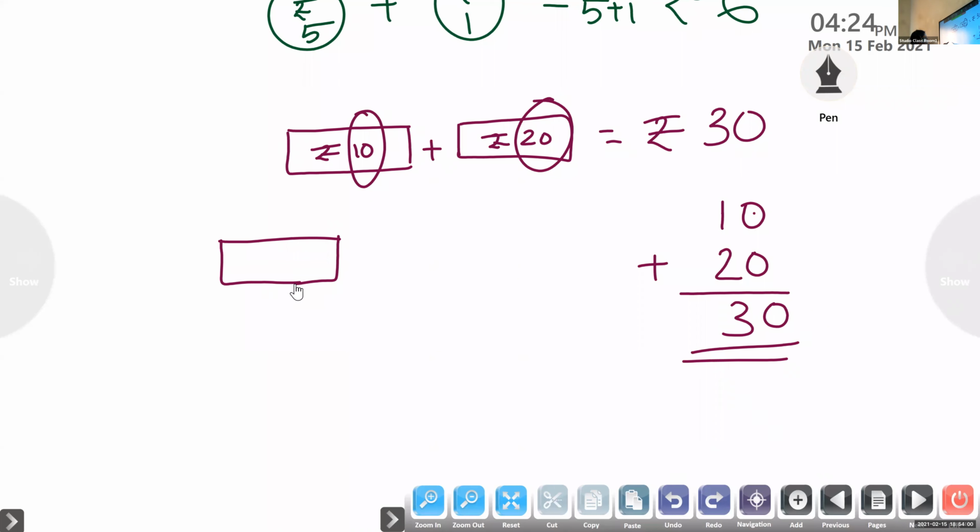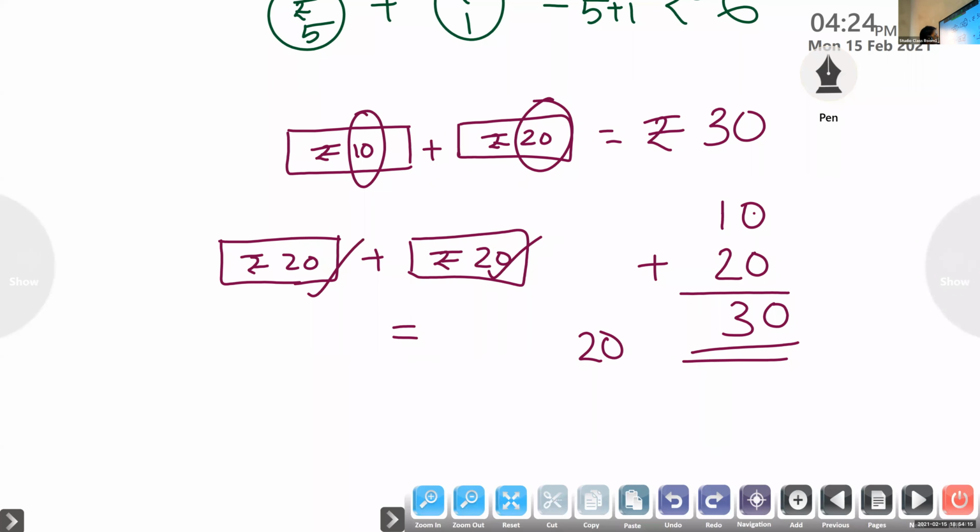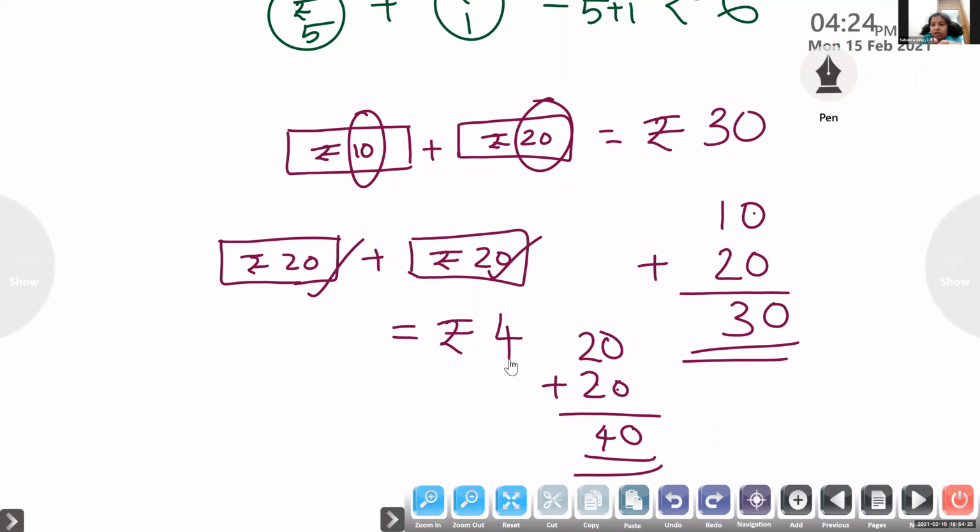Another one. I have two notes of rupees 20. One more note I have, that is also rupees 20. So what's the total amount in my hand? Just add the numbers. 20 plus 20. 0 plus 0 equals 0. 2 plus 2 is 4. 40. It is rupees 40.